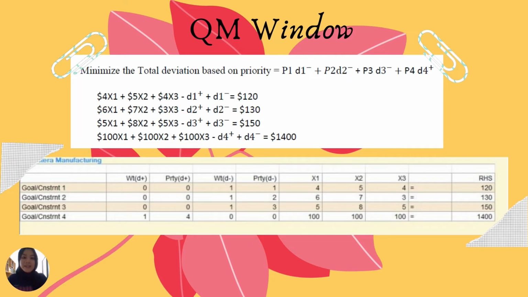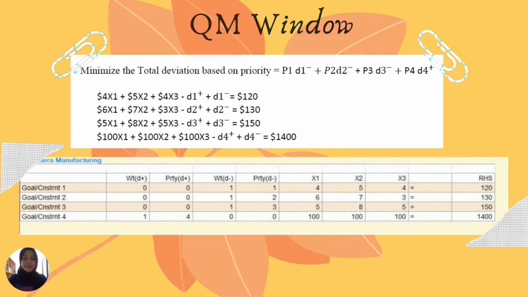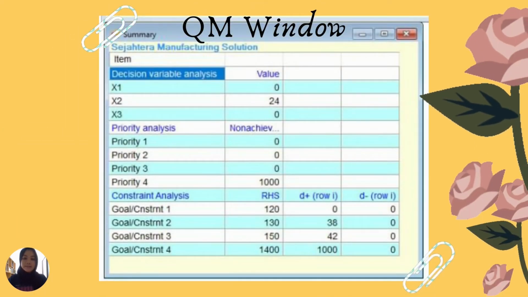Hi, good morning. My name is Nur Aishairah binti Abu Bakar. Now I'm going to proceed with the presentation of the QM result. The first step, before we put the values into the QM window, is to have the goal equations from the constraints that we made before. From the first picture, we have 4 goal equations because we have 4 constraints. The second picture shows the values that we put from the goal equations into the QM window.